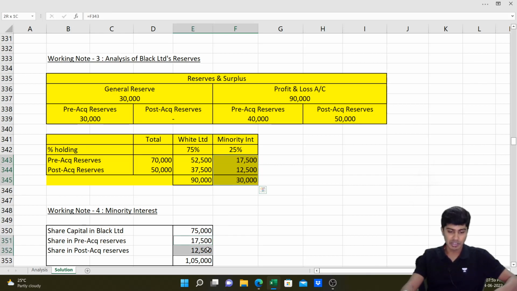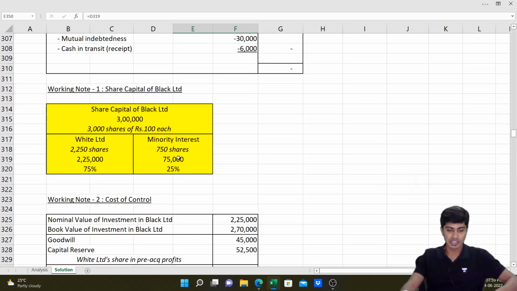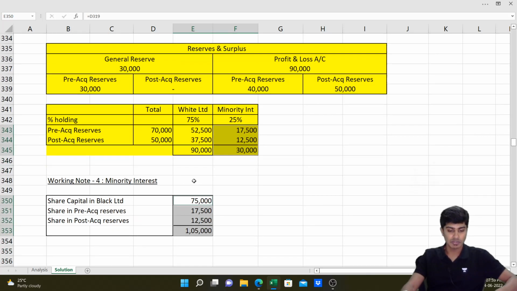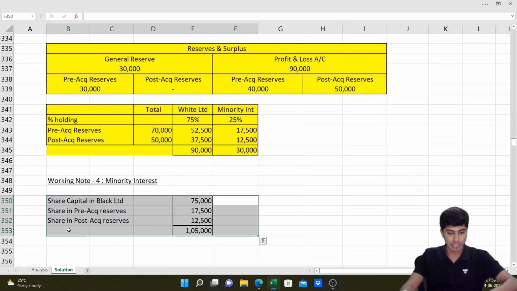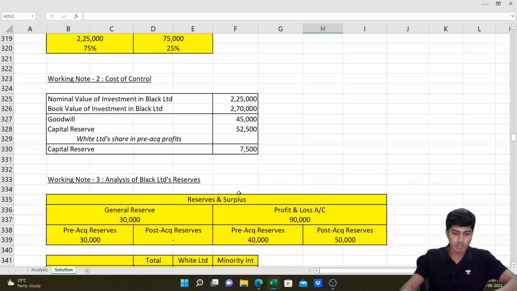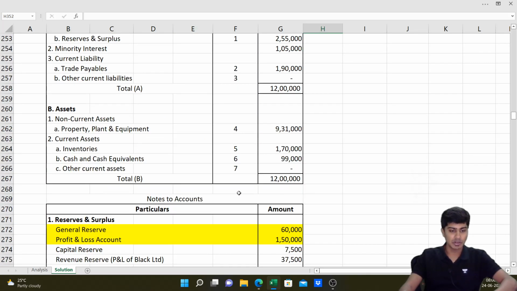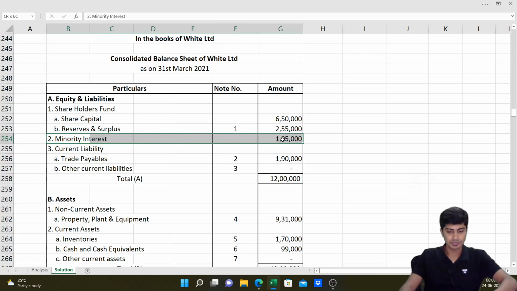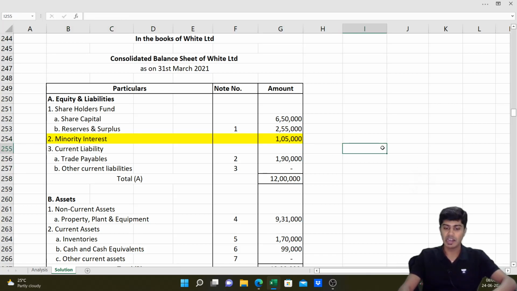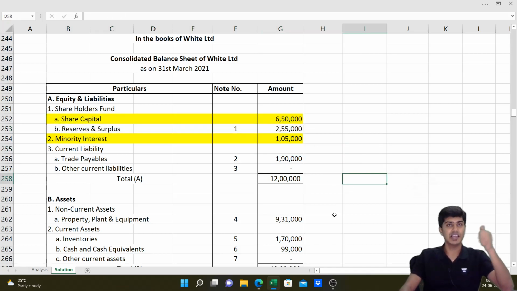Here only see 17,500, 12,500, 1,05,000. That is because of taking this share capital also of 1,05,000. Here we have categories, no? 75,000 minority. So I have taken that 75,000, 17,500 and 17,500. So total minority interest portion comes to 1,05,000. Got it? So let's go to balance sheet also. And in my balance sheet also, I will mark my minority interest 1,05,000. We've understood that. We've also understood our share capital of 6,50,000.